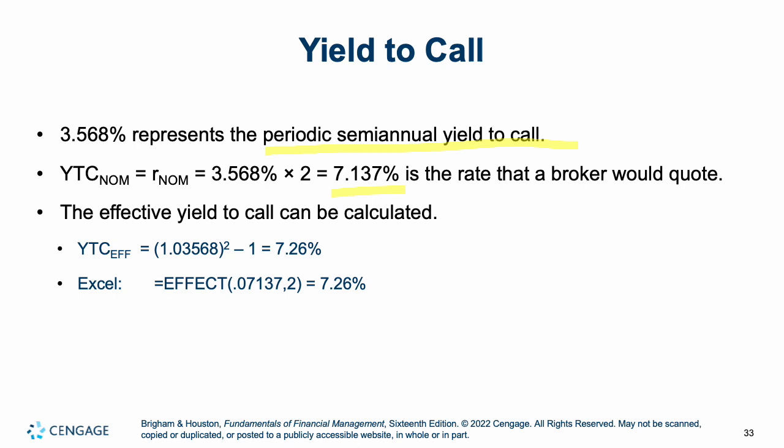Why? Because that's per semi-annual period. We have to double it for the annual one. If you want the effective yield, a broker would just double it and quote the nominal one. The effective yield, remember, is going to be a little bit higher.